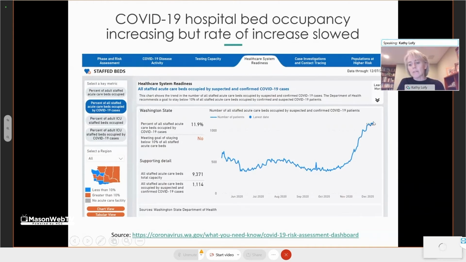And you can tell over the last week or so, this increase has decreased. So hospital bed occupancy remains high and appears to continue to be increasing, but the rate of increase seems to have slowed down. And I think that this is a positive signal in our data.